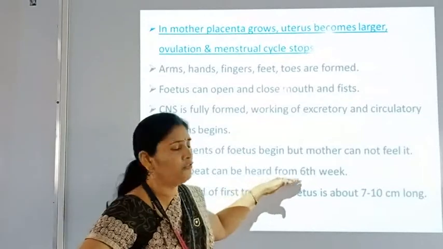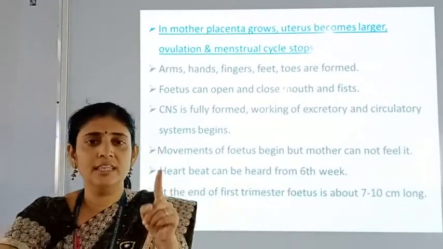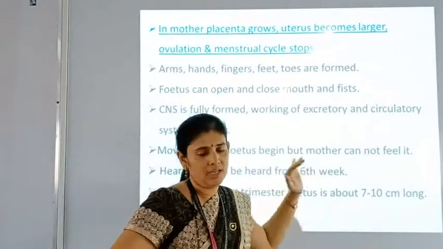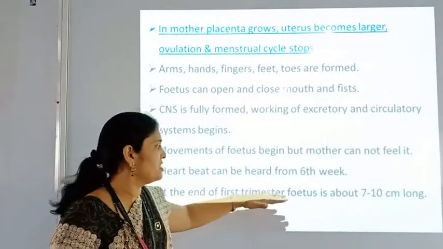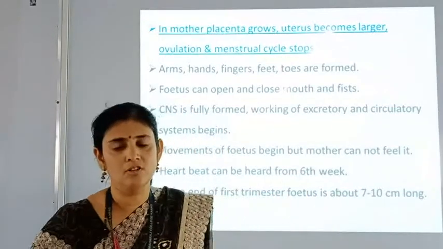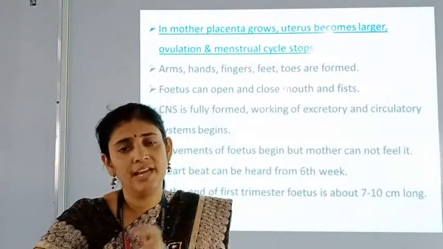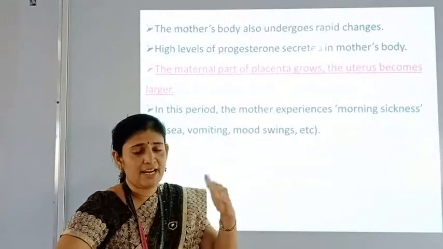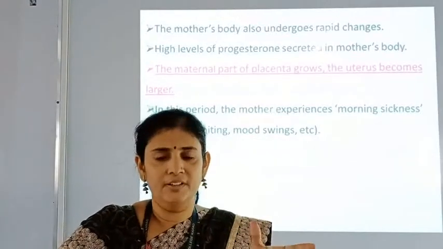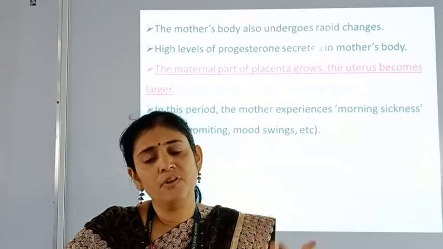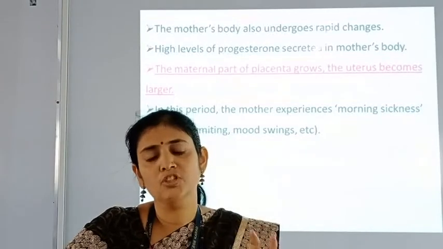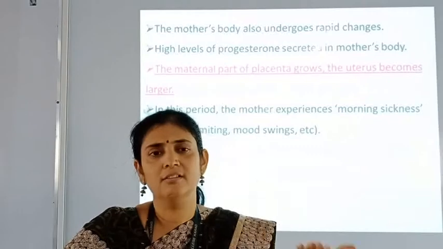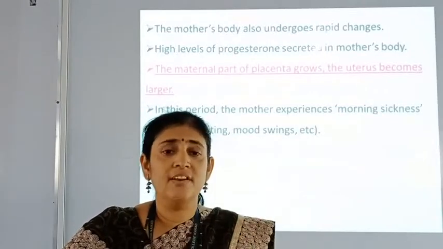And heartbeat can be heard from 6th week. The first organ which is developed in the embryo is the heart, and heartbeats, heart movements can be heard around the 6th week of the development. And here at the end of this first trimester, fetus is about 7 to 10 centimeter long. So at the end of the trimester, the fetus shows about 7 to 10 centimeter length. Then side by side the changes are occurring also in the mother's body. As we have seen, rapid and different developmental changes are occurring in the embryo. That is, there is formation of all the body structures, all the body organs in the rudimentary form, and there is movement of the mouth and the fist, and the central nervous system, excretory system, and circulatory system is started.